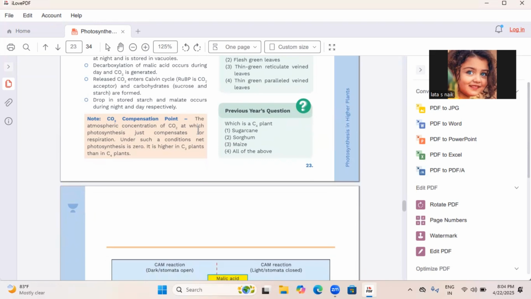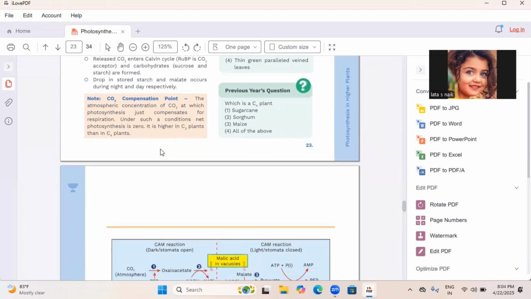One thing to be noted here is the carbon dioxide compensation point. It is the atmospheric concentration of carbon dioxide at which photosynthesis just compensates for respiration. Under such a condition, net photosynthesis is zero. It is higher in C3 plants than in C4 plants.